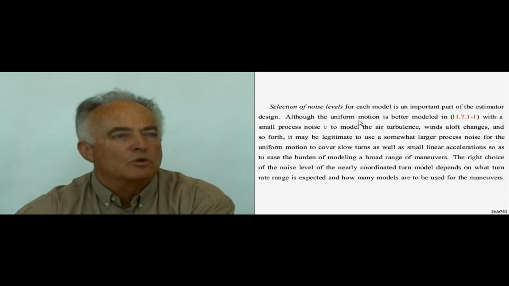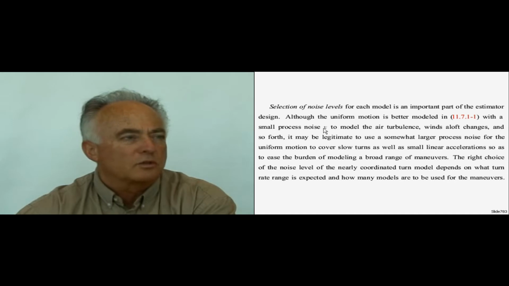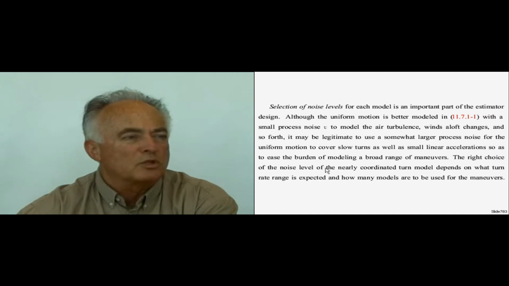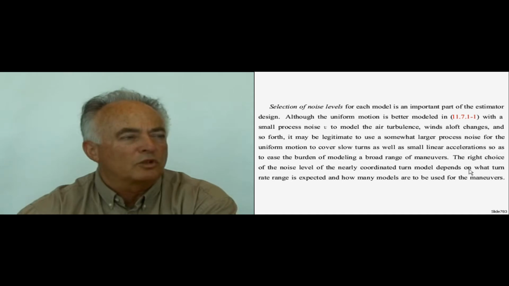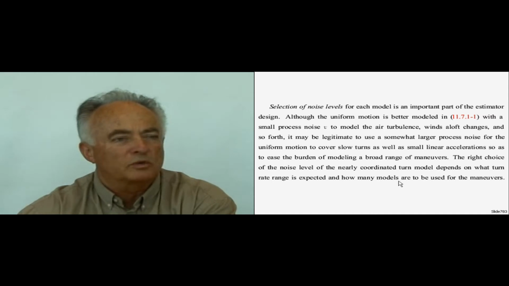Typically, uniform motion is better modeled with a small process noise. It may be legitimate to use a somewhat larger noise for the uniform motion to cover slow turns as well as small linear acceleration to ease the burden of modeling a broad range of maneuvers. The right choice of the noise level of the nearly coordinated turn model depends on what turn rate range is expected and how many models are to be used for the maneuvers.